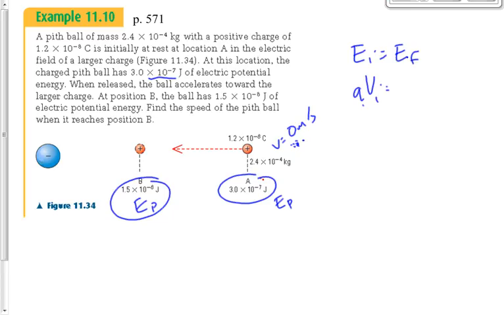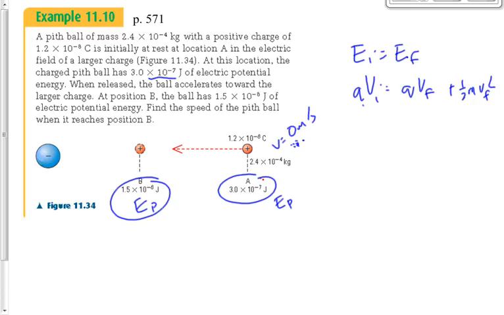Yeah, it's got potential and kinetic energy. So we're going to say mgh final plus 1/2 mv squared final. But we're going to replace mgh with qV_f, right? Good?